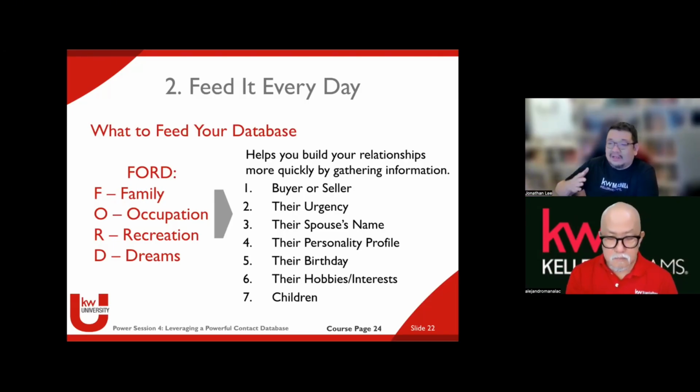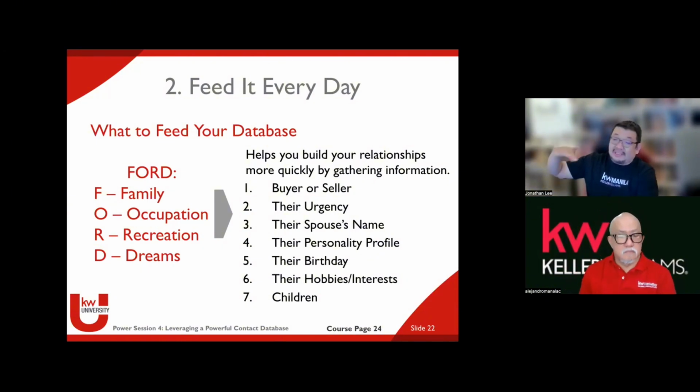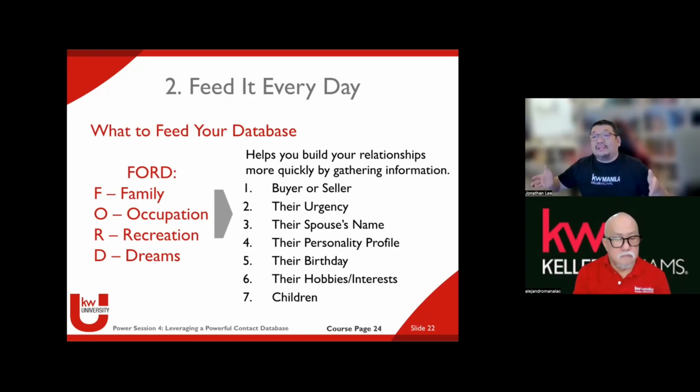So for example, get to know their family. In your database, you should have their wife's name, their kids' names, all inside there. What's their occupation? What's their recreation? What's their dream? So have all this information in your database, and I will share an example later of how one of my databases looks when I update it, to show you a sample, okay?